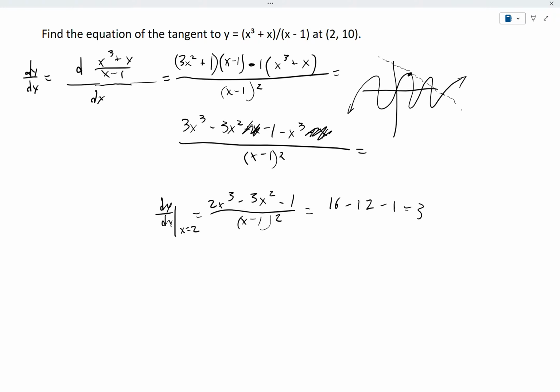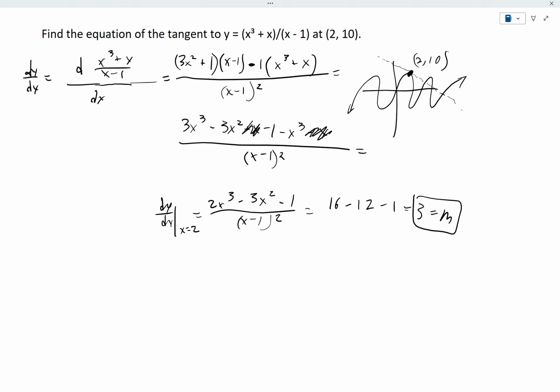So that doesn't give me the equation of the tangent, though. For the equation of the tangent, I need a point and a slope, and I can set up point-slope form. Well, it turns out I do know a point. It's right here, 2, 10. I'm given that point is the point we're looking at. And I know the slope. Slope is right here. It's 3.